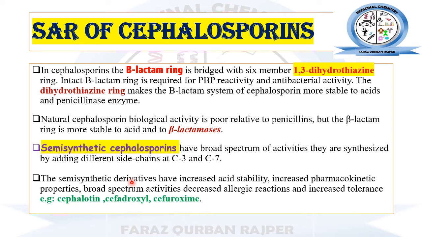So these semi-synthetic derivatives are basically produced in order to have cephalosporins with a wide spectrum of activity and with greater acid stability, with increased pharmacokinetic properties, meaning greater absorption, and to decrease the allergic reaction that can occur in the case of the other cephalosporins. Examples of cephalosporins produced as semi-synthetic derivatives are cephalothin, cefadroxil, cefuroxime, and so on, the different generations which belong to the class of cephalosporin.